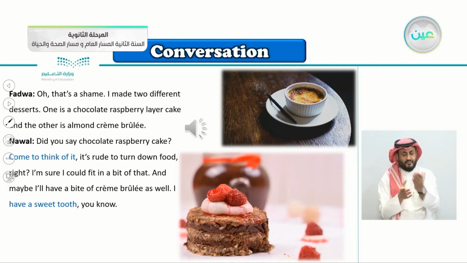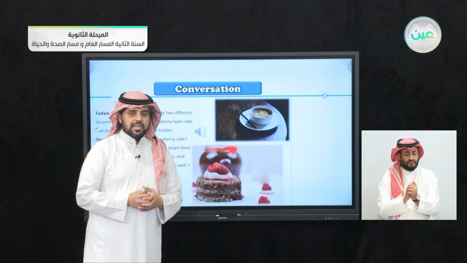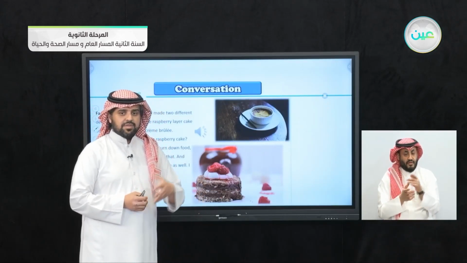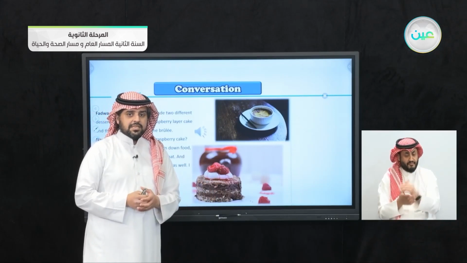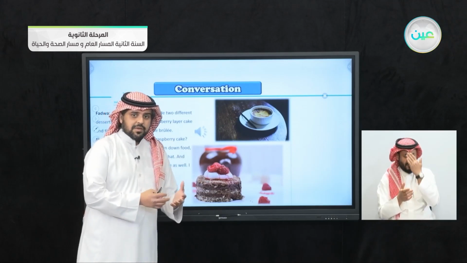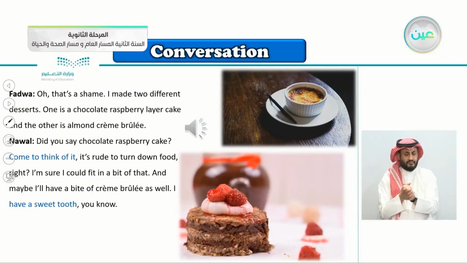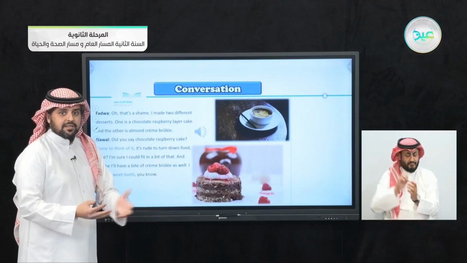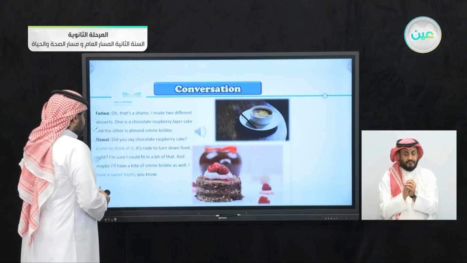So here, let's read this one bit by bit. Oh, that's a shame. I made 2 different desserts. So shame, it has many meanings here. When you say to someone shame on you, it means that he did something wrong, but it's not what it means here. When you say that's a shame, it means that I wanted to do this, but now I can't, because Nawal said that she's full. Fadwa replied, oh, that's a shame. I wanted you to try more of my food. That's a shame that you can't try more. I made 2 different desserts.